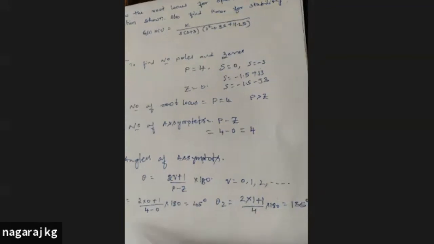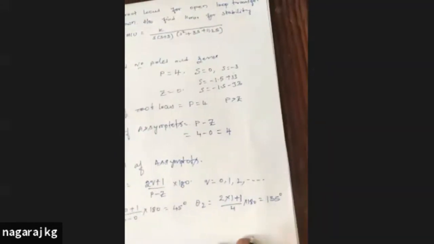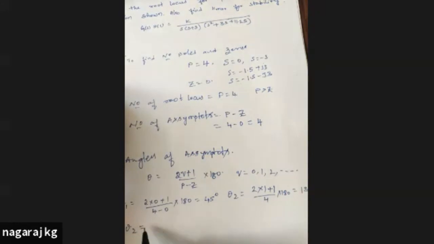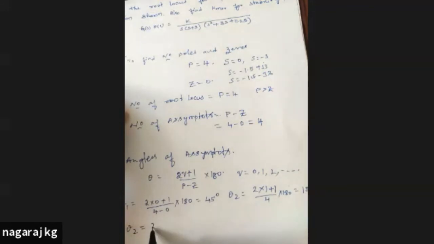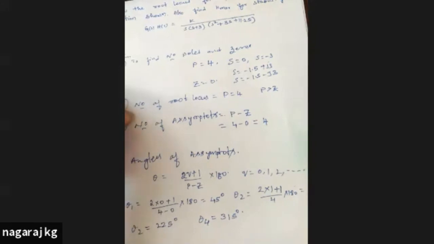What is theta 3? Again, you substitute the value of q as 2. When you calculate theta 3, you get 225 degrees. Same way, theta 4 is equal to 315 degrees. We have found theta 1, theta 2, theta 3, and theta 4. Those are the 4 angles for the 4 asymptotes that you have.